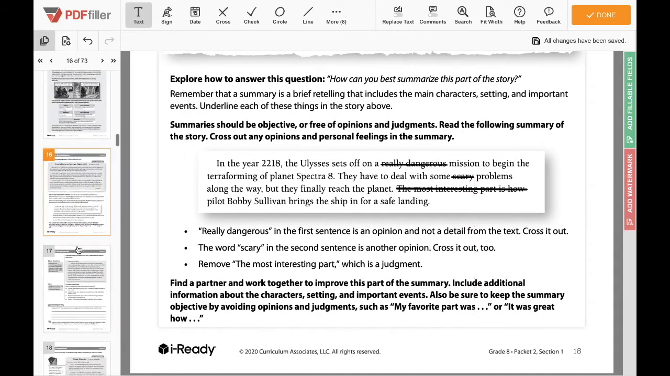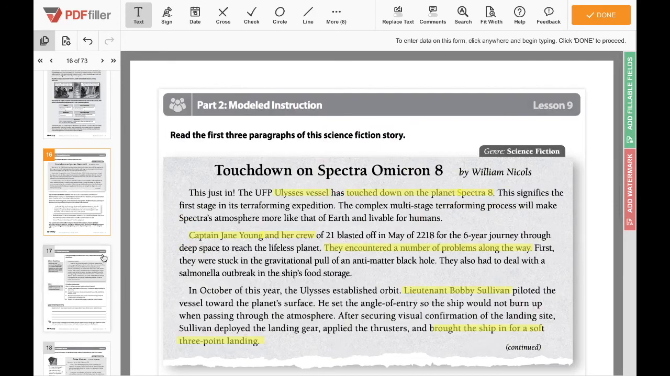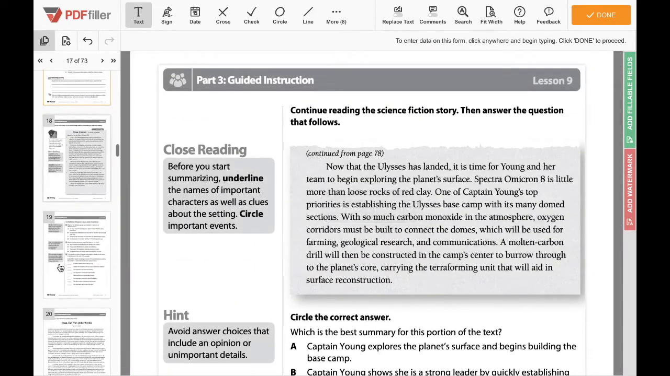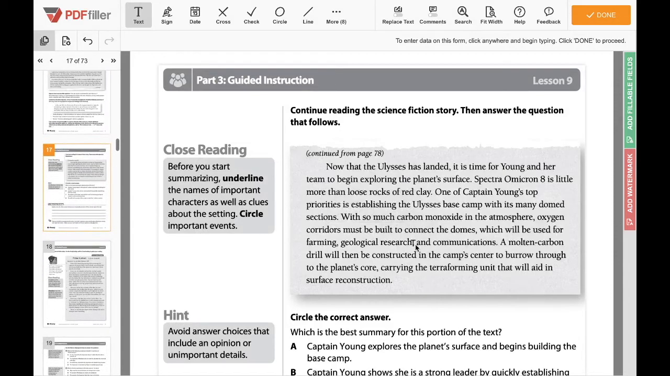So now let's move on to page 17. If we read this now: in the year 2218, the Ulysses set off on a mission to begin the terraforming of planet Spectra 8. They have to deal with some problems along the way, but they finally reach the planet. Then Bobby Sullivan brings the ship in for a safe landing. That is a good summary of what we read up here. So let's do page 17 together, and then you guys will do 18 and 19 on your own.